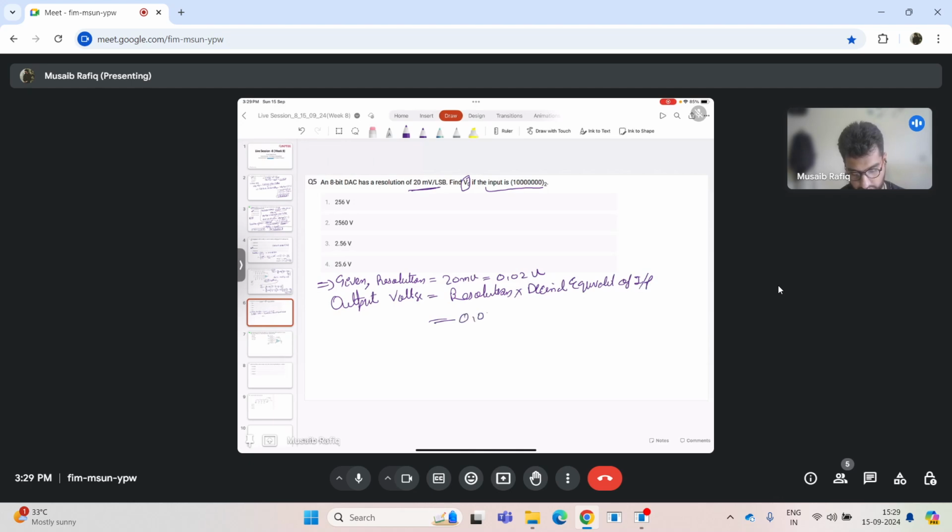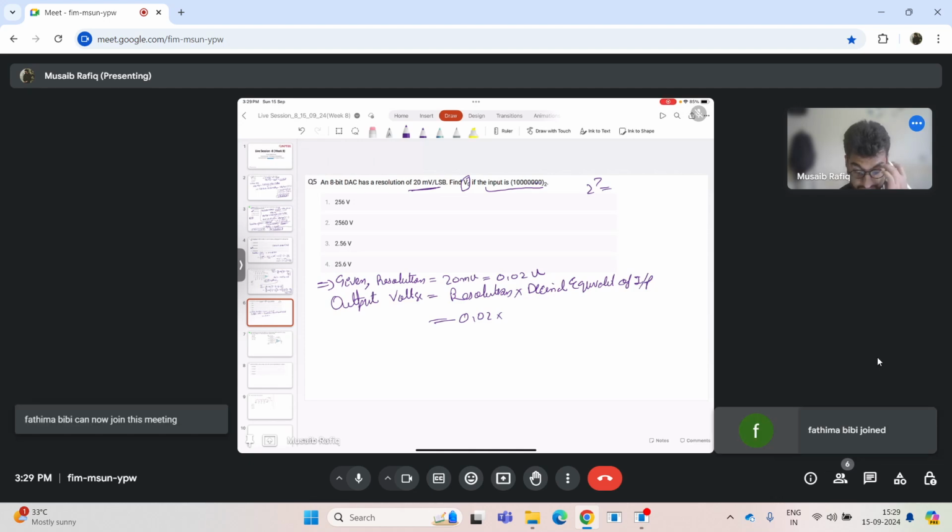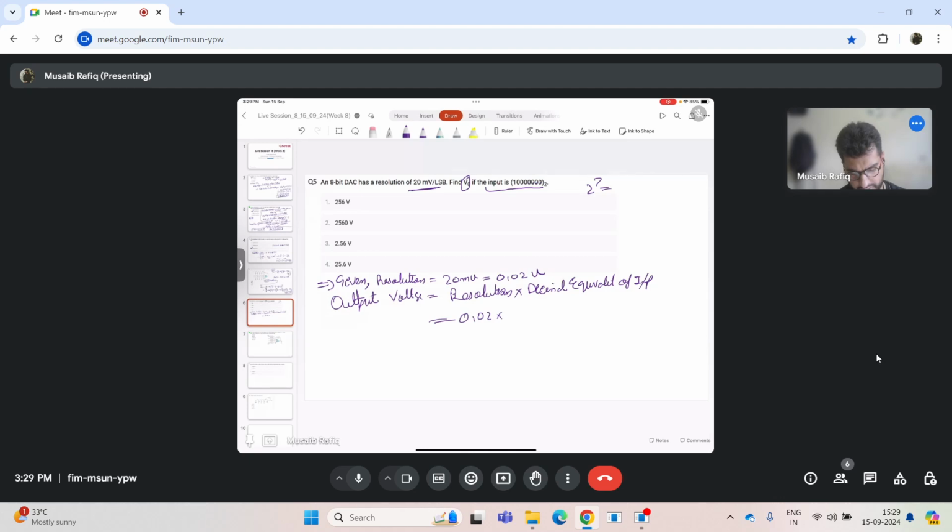Resolution is 0.02 and the decimal equivalent we need to find. So this is simply 0, 1, 2, 3, 4, 5, 6, 7. This is simply 2 raised to the power 7, and 2 raised to the power 7 is 128. So 128 into 0.02 is 2.56. Decimal is after 2 digits, so this is 2.56 volt. So the correct answer is option 3.